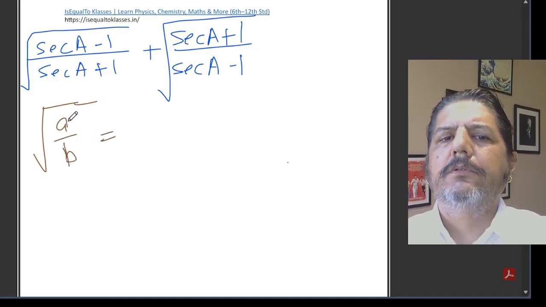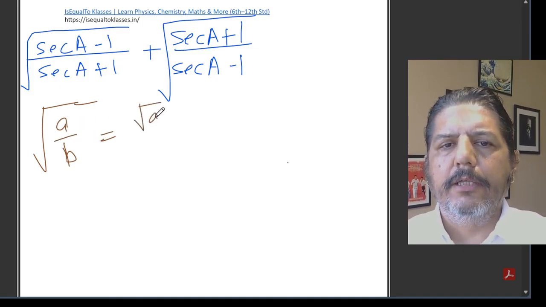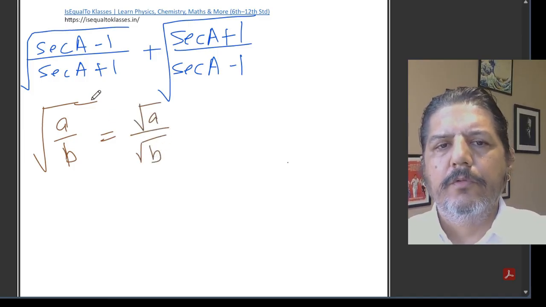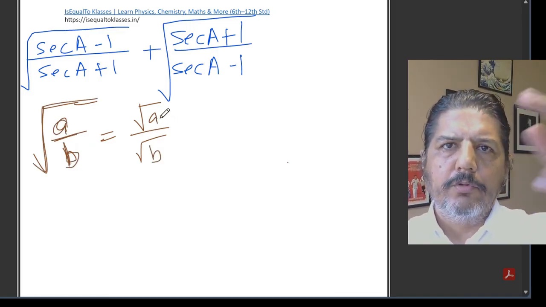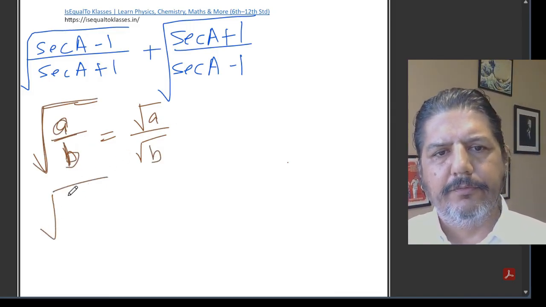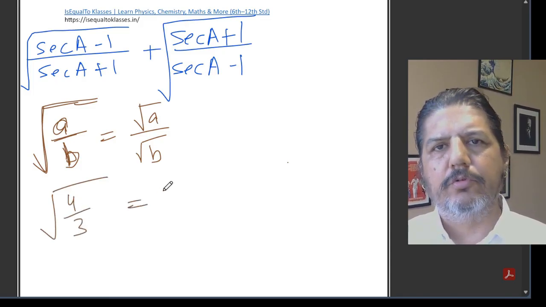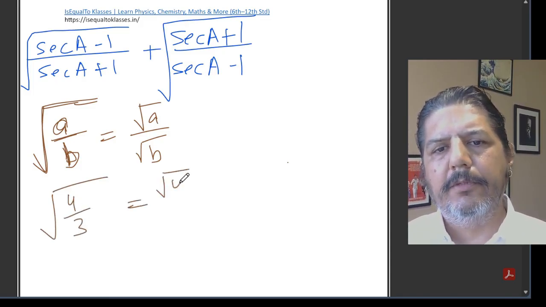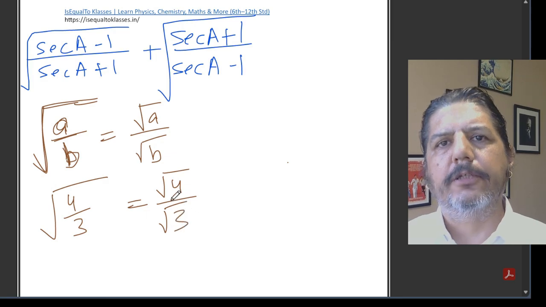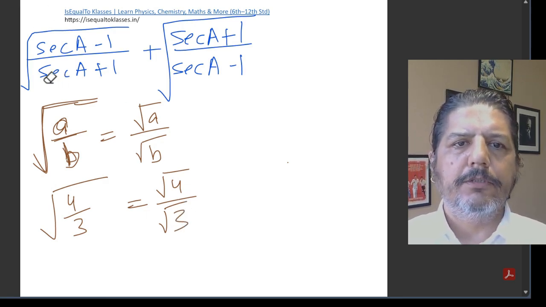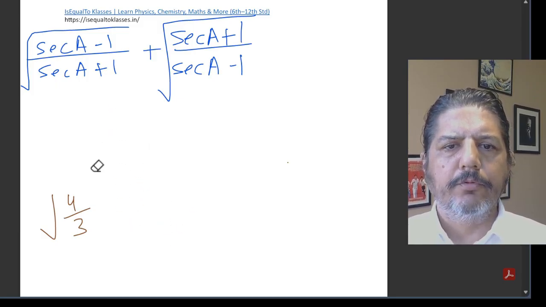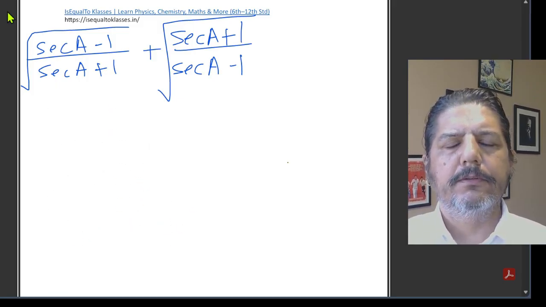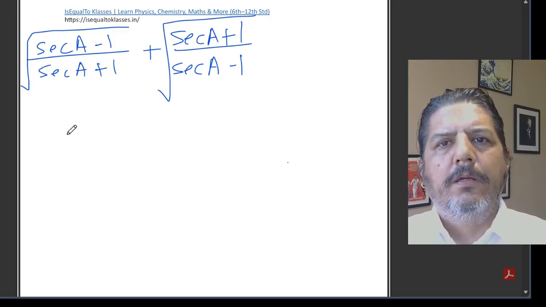So this is equal to √A upon root. So if there is a square root on a fraction, the square root can be broken into numerator as well as denominator. So for example, square root of 4 upon 3 can be written as square root 4 upon square root 3. So this is something that I need to discuss before we start doing this question.